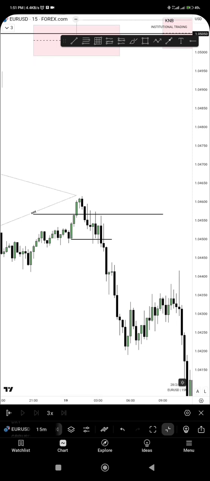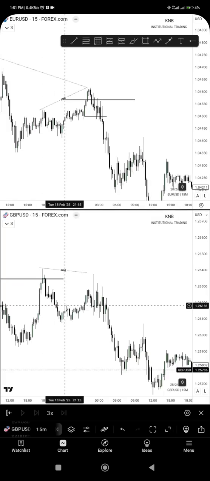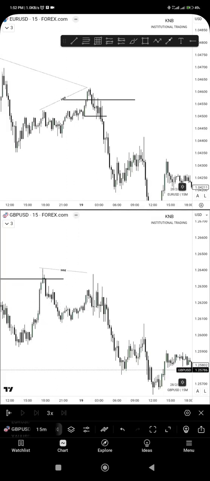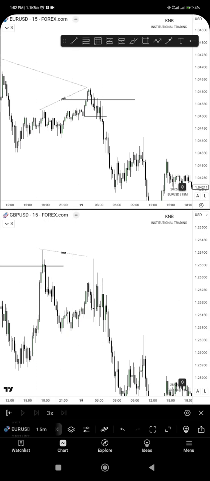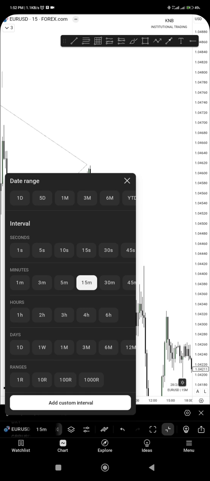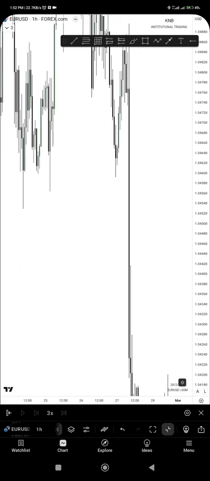So on the 15 minutes, change the state of delivery, and then you sell. SMTs between these highs and SMTs between the daily highs. That's all. So you can see the divergence occurring. That's all, guys. Let's see if we have an SMT between the H1 highs on that example there.